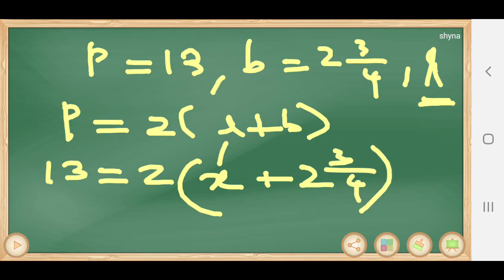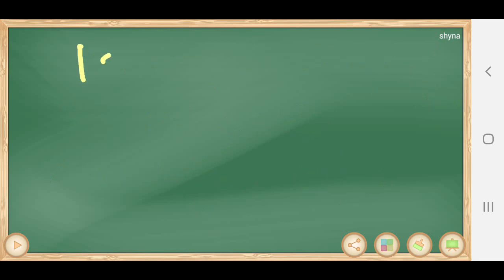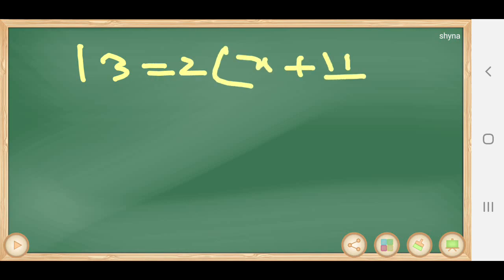2 3 by 4 again we can change. Yes, you know that we can change that into an improper fraction. What is 2 3 by 4? 2 into 4, 8 plus 3, 11 by 4. So, 13 equal to 2 into (x plus 11 by 4).